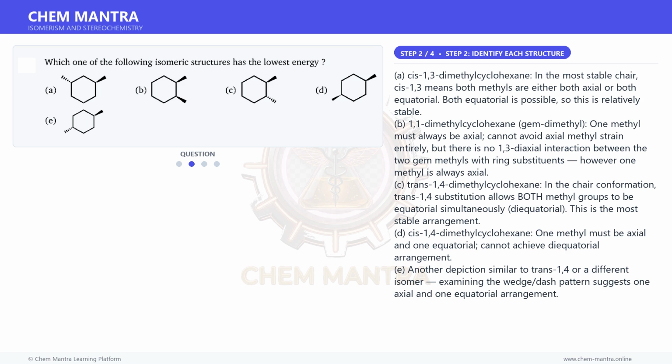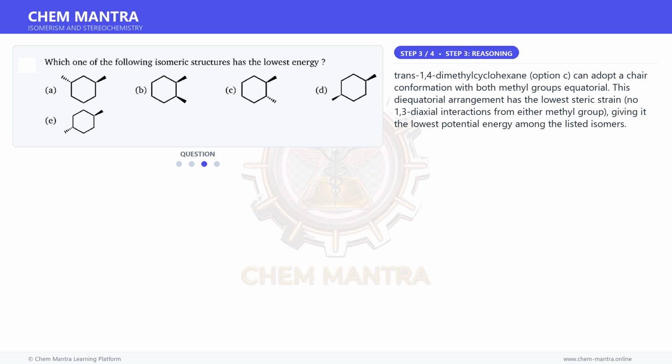C. Trans-1,4-dimethylcyclohexane. In the chair conformation, trans-1,4 substitution allows both methyl groups to be equatorial simultaneously, diequatorial. This is the most stable arrangement. D. Cis-1,4-dimethylcyclohexane. One methyl must be axial and one equatorial, so it cannot achieve a diequatorial arrangement. E. Another depiction similar to trans-1,4 or a different isomer; examining the wedge-dash pattern suggests one axial and one equatorial arrangement. Moving on to the next step.